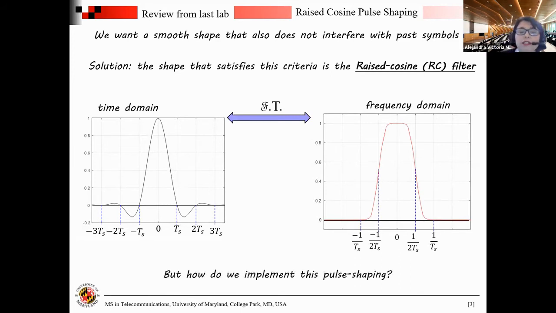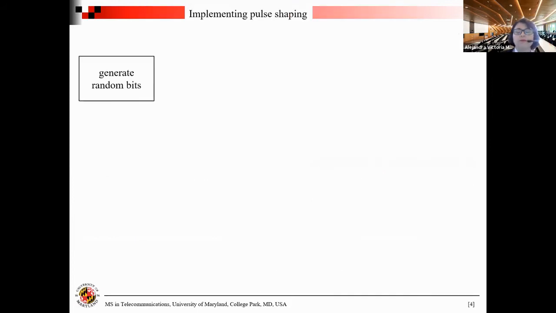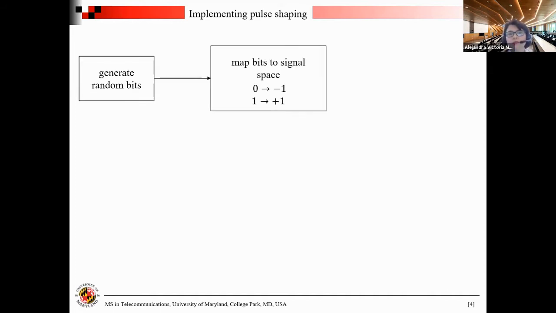The question is, we know we want to do this. How do we implement this pulse shaping? And that's what we're going to see today, and what can go wrong. So what we're going to be doing is we're going to be asking GNU Radio Companion to generate random bits. We're going to map the bits. Every 0 is going to be represented by a -1, and every 1 is going to be represented by a +1.